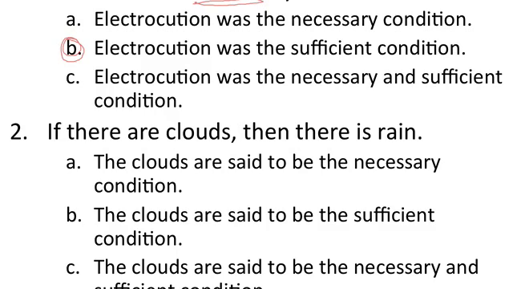Second exercise says, if there are clouds, then there is rain. When we have a standard if-then relationship, the if is said to be the sufficient condition, and what comes after the then is said to be the necessary condition. So clouds will be the sufficient condition for rain, or that which is said to guarantee the rain.